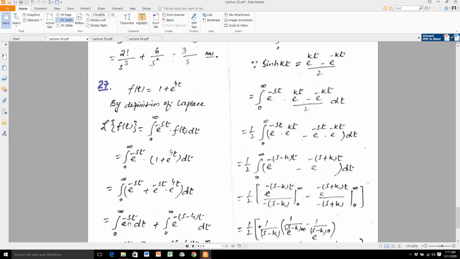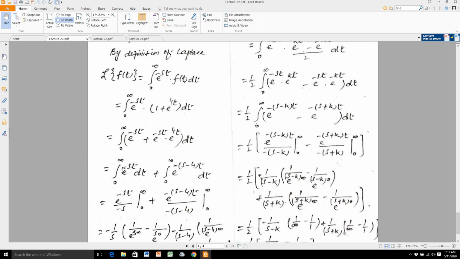When I multiply this e raised to power minus st inside, I get e raised to power minus st plus e raised to power minus st into e raised to power 4t. Split the integral: from 0 to infinity, e raised to power minus st dt, plus from 0 to infinity, e raised to power minus (s minus 4) t dt.